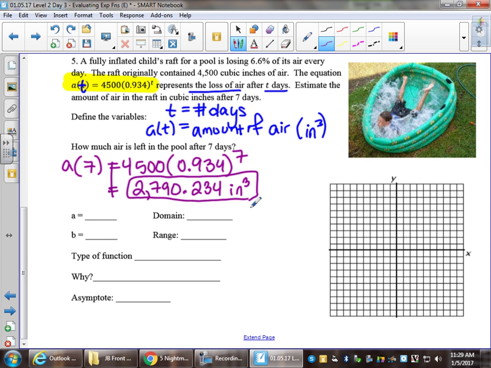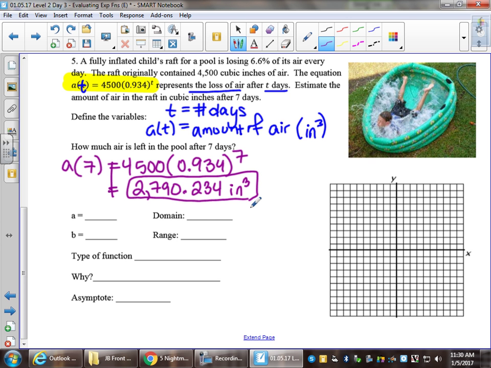I'll come around. Those of you who get the same answer as me, start working on your graph. Let's do it together. So because you're on your phone, it's going to be 0.934. And then I hit this one, x to the y. 7. Enter. I take that number and multiply by 4,500. But once you have your calculator, you'd be done in one step. Who got 2790? Those of us who didn't, I'll come around in just a second. It's purely a matter of how you entered it.